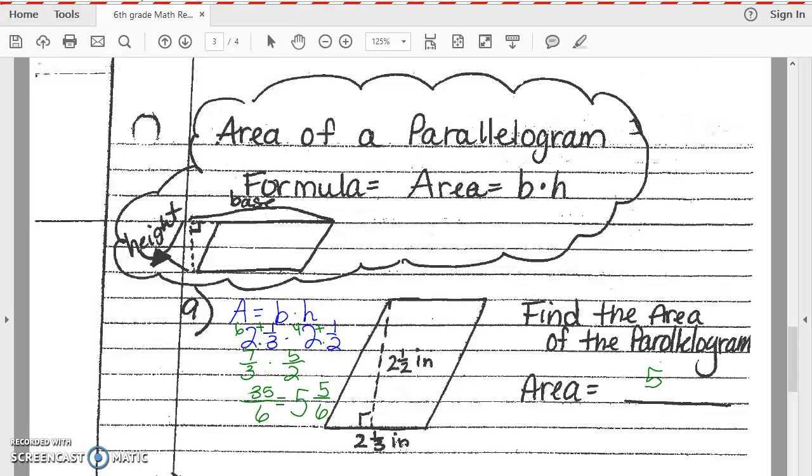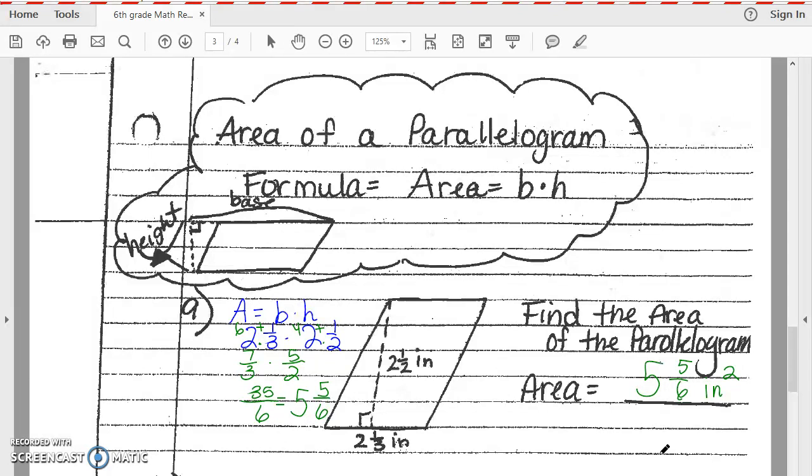Oh, I wrote that funny. 5 and 5/6 inches square. Hey, how come the erasing wrong? How it's not one big circle? I don't know. I think it's because I'm in Adobe.